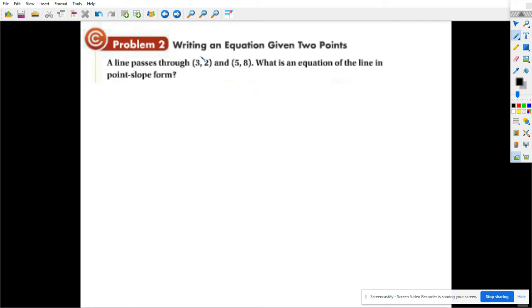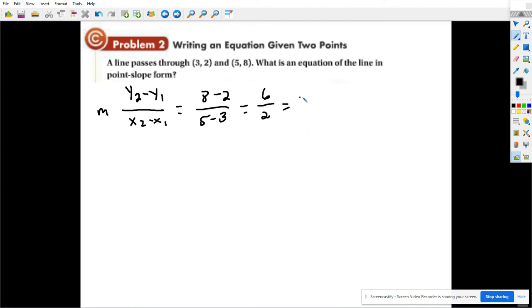The next example, same thing, except I give you slope in a different way. I don't just flat out come out and tell you m equals this. I have to find the slope. So a line passes through (3, 2) and (5, 8). What is an equation of the line in point-slope form? So again, the first thing I have to do from yesterday's notes is find the slope. So I have to find m. So that would be 8 minus 2 over 5 minus 3, which is 6 over 2, which is 3. So I got m is equal to 3 just by what was given to me.